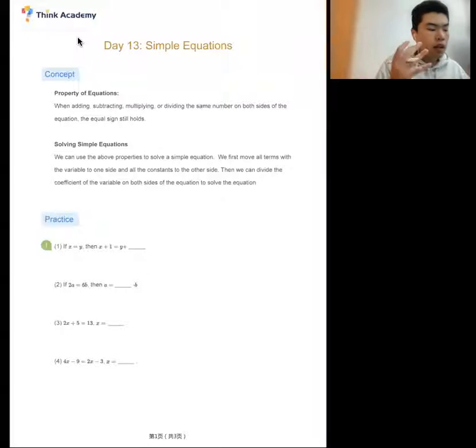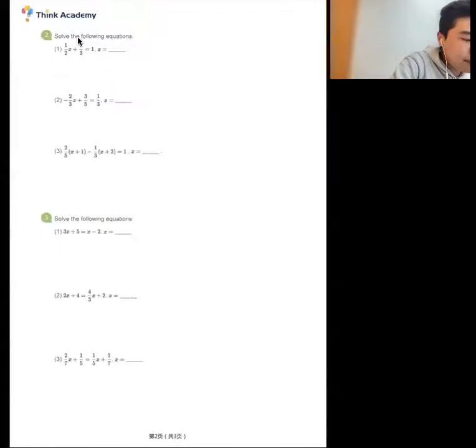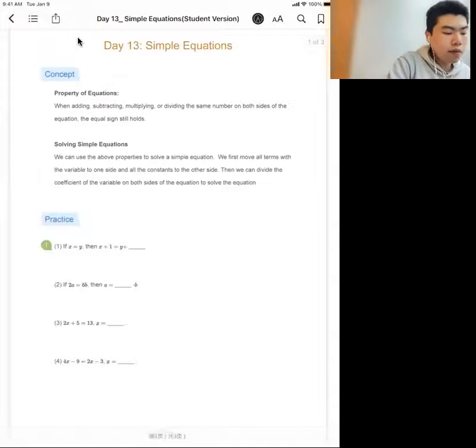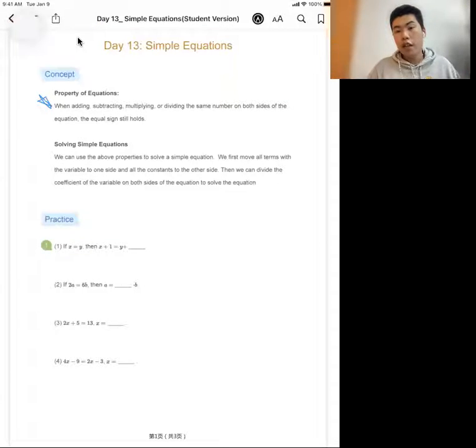Now, for the equations, we do have some properties. When we add, subtract, multiply, or divide the same number on both sides of the equation, the equal sign still holds. This is the most important property of equations. Only because of these properties can we do these fancy operations with the equations.